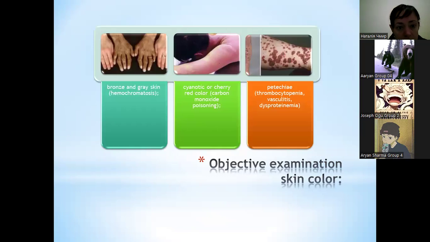Bronze color of the skin or gray color of the skin, you can see here in patients with hemochromatosis. You can see cyanotic or cherry red color of the skin in patients with intoxication, poisoning by carbon monoxide. You can see petechiae in patients with thrombocytopenia and vasculitis and dysproteinemia.